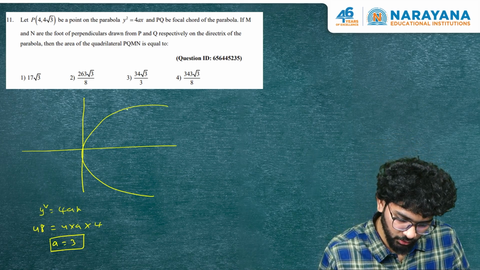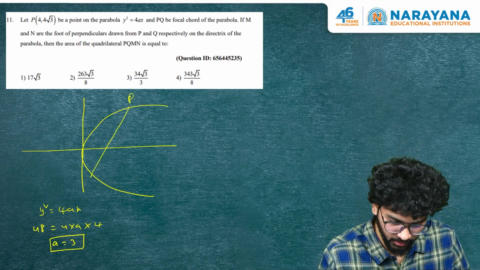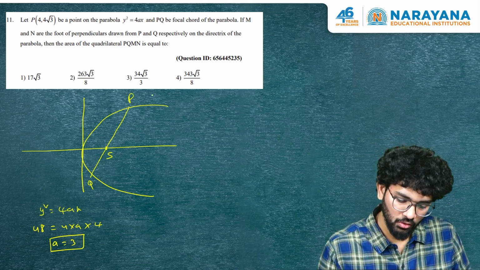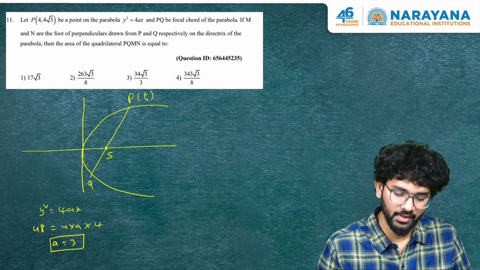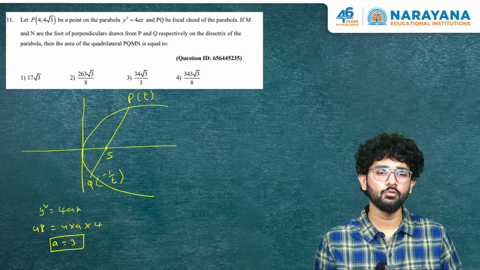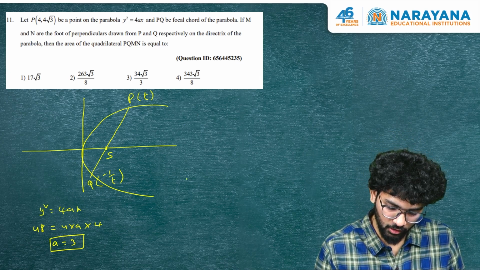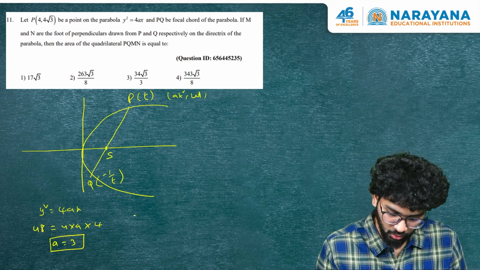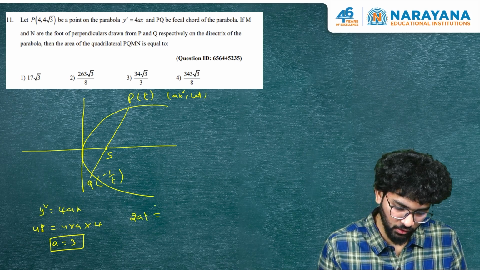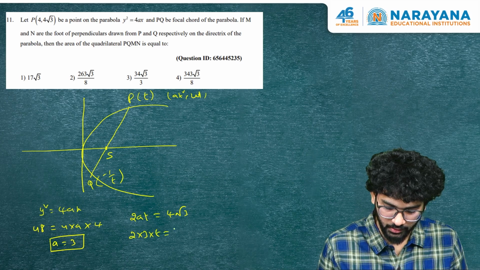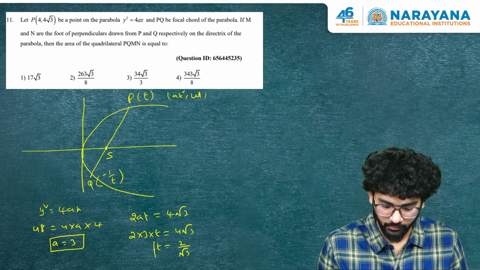Now he said PQ is a focal chord. Let us say this is P, this is Q, this is focus S. If I take the parameter at P as T, then the parameter at Q will be minus 1 by T, the other end of the focal chord. If I take the parametric point as (AT square, 2AT), then 2AT must be equal to the y coordinate of point P, which is 4 root 3. 2 into 3 into T is equal to 4 root 3. So T is equal to 2 by root 3.